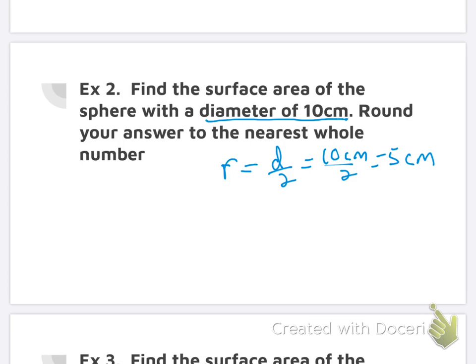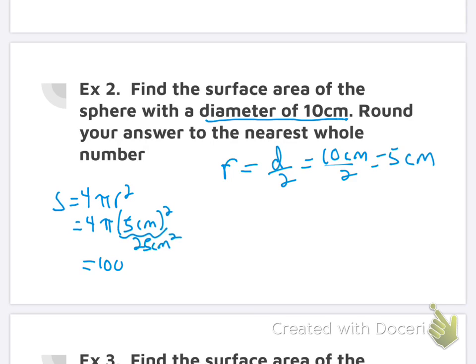So our surface area, which is the formula 4 pi r squared, it's going to be 4 pi 5 centimeters squared, which is 25 centimeters squared. 25 times 4 is 100 pi centimeters squared. Pi is 3.14 times 100. That gives me 314 centimeters squared for my surface area.